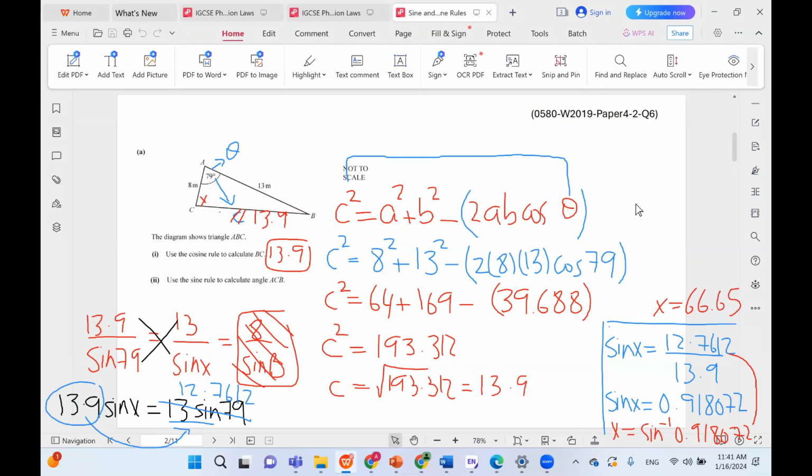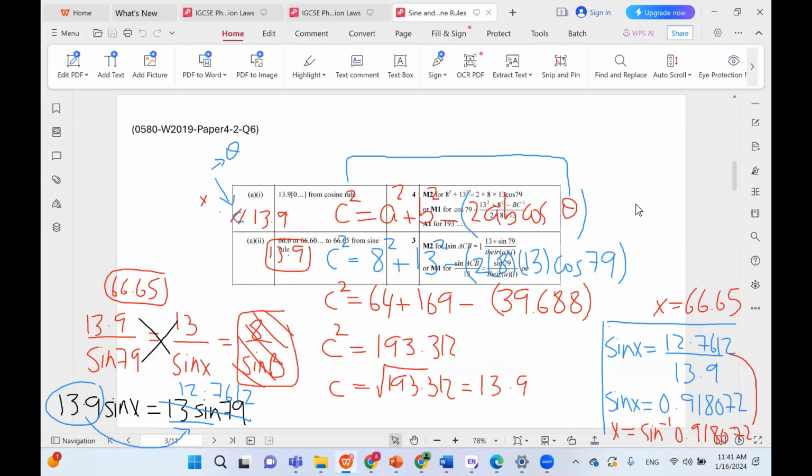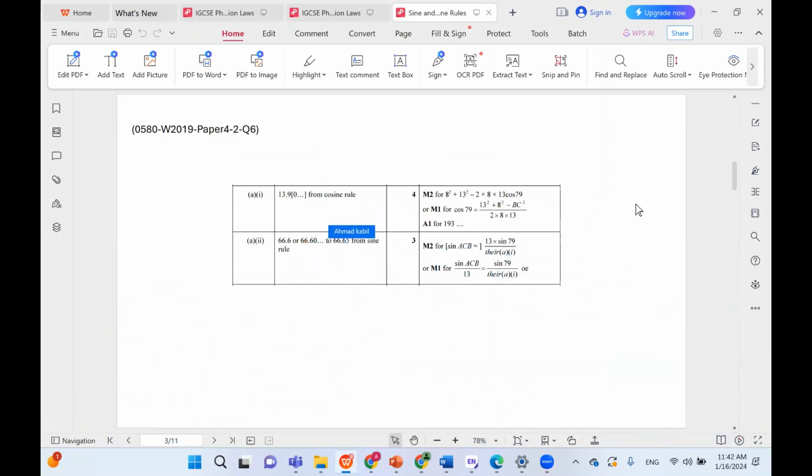So this is the angle we're looking for. And this is the answer to double I. Let me write it in a box next to double I. This is the final answer. So let's check the marking scheme. As you can tell, the final answers are 13.9, and this is correct. And 66.6 or 66.65 is also correct. So these are the correct final answers.